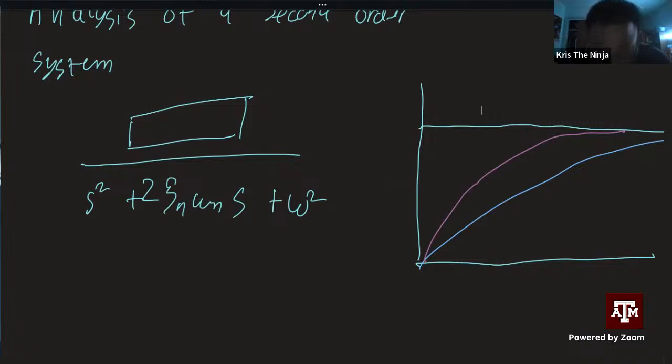It's going to shoot up here and then mellow out to where you need it to be. So this is 0 less than zeta n less than 1. This is zeta n equals 1. And then this is zeta n greater than 1.